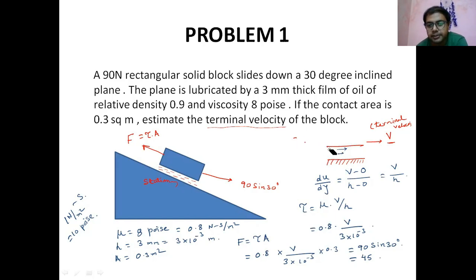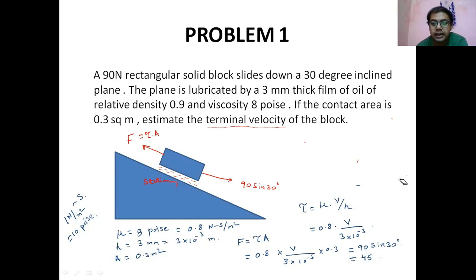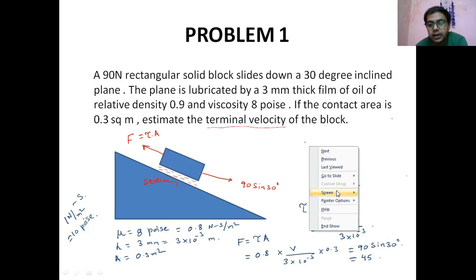So this kind of problem needs just the concept of force balance, linearization of Newton's law of viscosity, and the concept of terminal velocity. The concept of terminal velocity is much more important. Along the velocity direction, if all forces are balanced, then the velocity is known as the terminal velocity. That's why we said along the inclined plane, all forces are balanced.